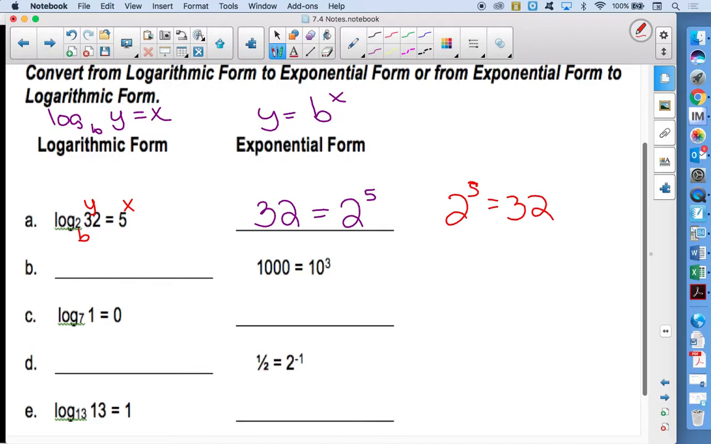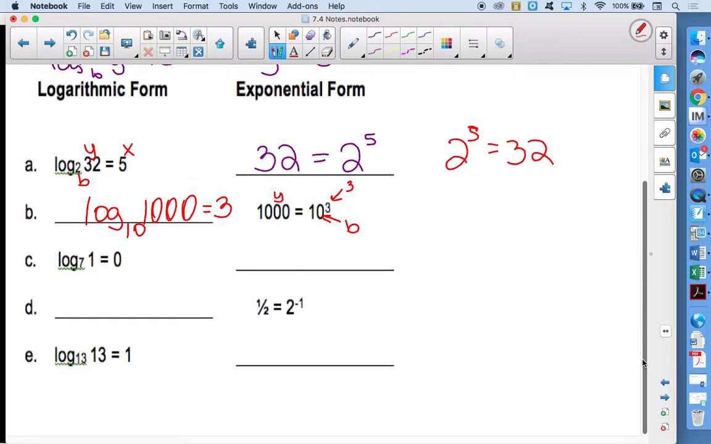So the next one, for letter B, we have 1,000 is equal to 10 cubed. Well, 10 cubed is 1,000, so that's true. We want to write it as a log. So how could I change that and write it in logarithmic form? Log base 10 of 1,000 equals 3. So y is the 1,000, the x is the 3, the 10 is my base. So 10 is the base of the log, it's the base of the exponent as well. Letter C says log base 7 of 1 equals 0.